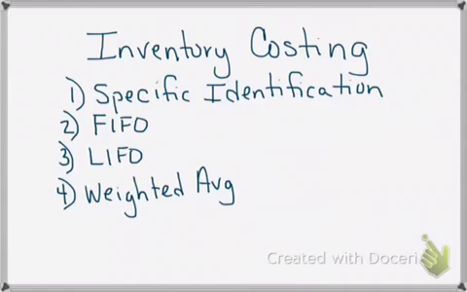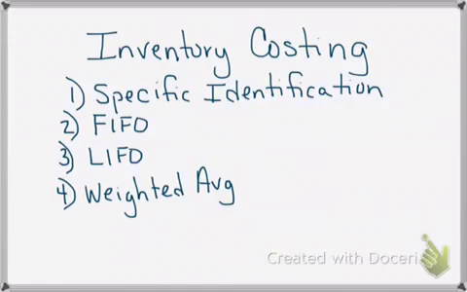Some other things that we have to look at in this particular chapter are some of the inventory costings that we will be using. We can use specific identification. Now, specific identification is where we know exactly what is going to be sold.